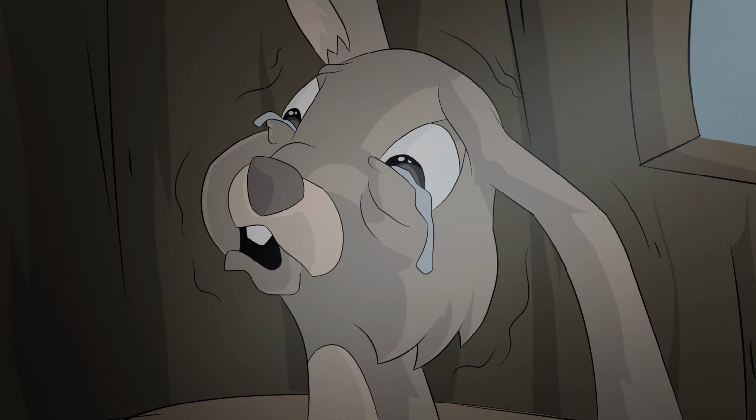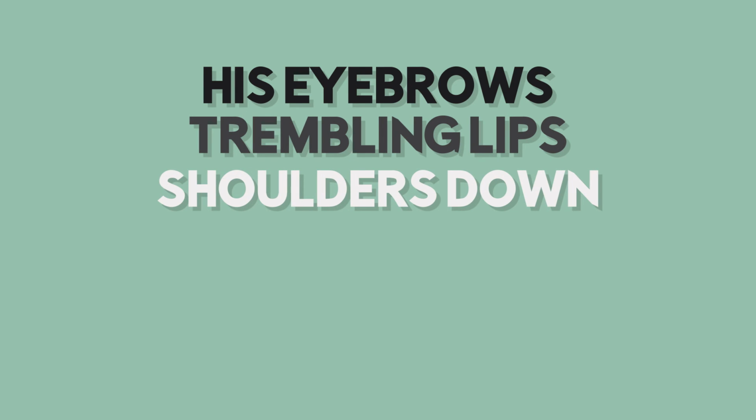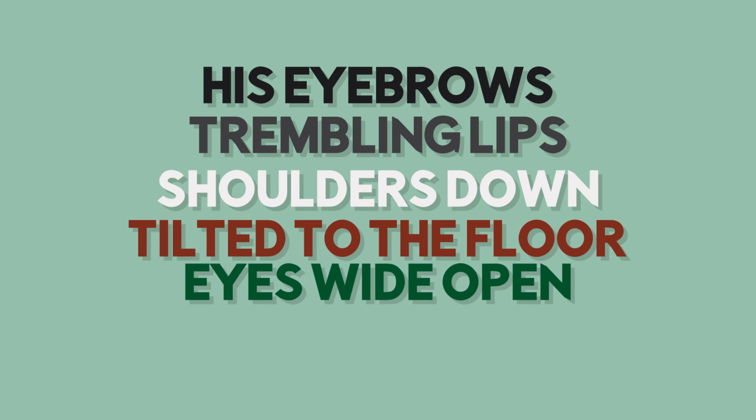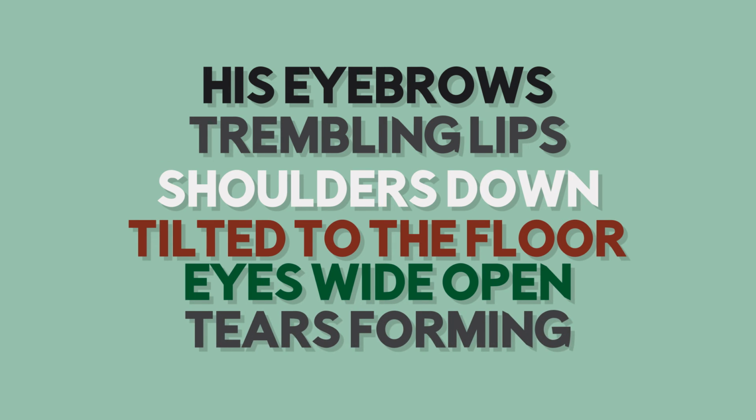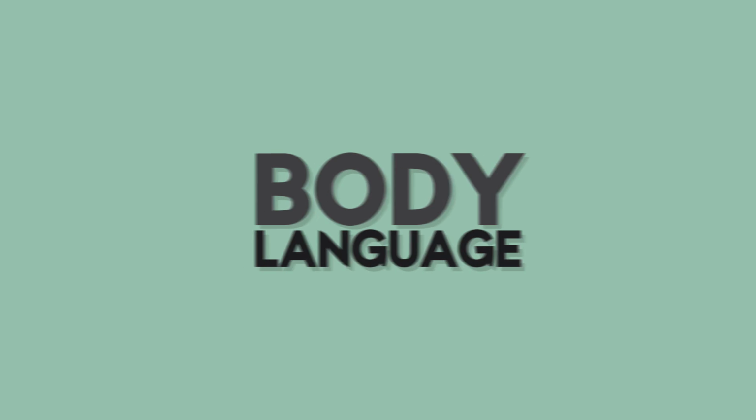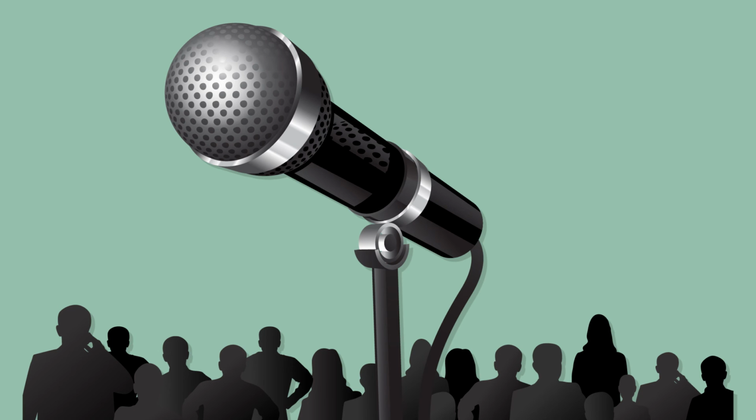See that? We are interested because of the staging. We express the character's deep emotion through body language. We use his eyebrows, his trembling lips, his shoulders down, his head tilted to the floor. Then he snaps out of his sadness and has his eyes wide open with tears forming in them. All of these elements are part of body language and help us draw the audience's attention to the character before he even says a line.